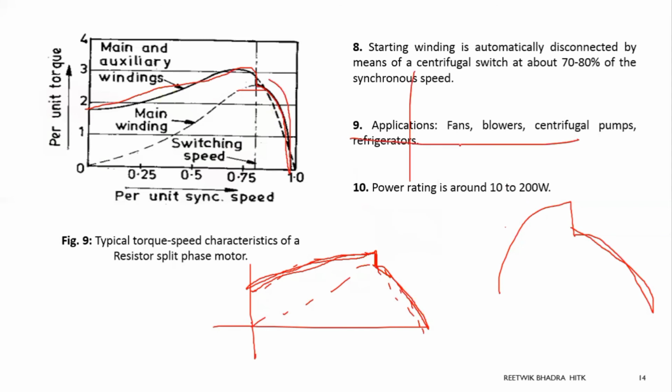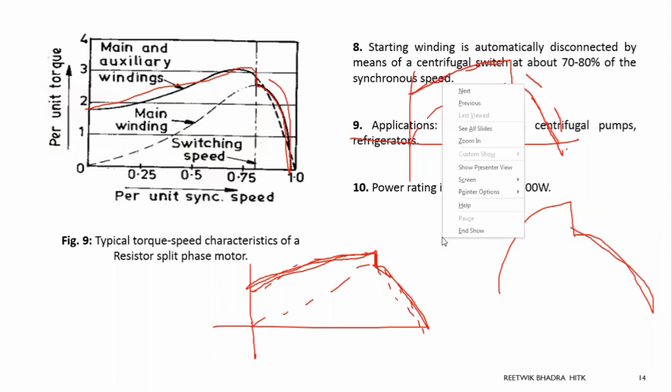So you should make a practice of what? Draw all the figures as dotted lines. Draw both the figures as dotted lines. Then you make it bold. Make this bold, drop this, make this bold. Okay, this is how you should draw your characteristics.